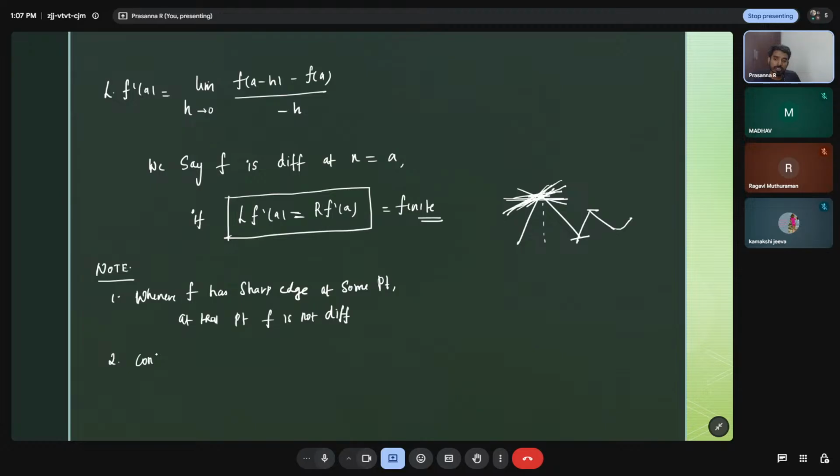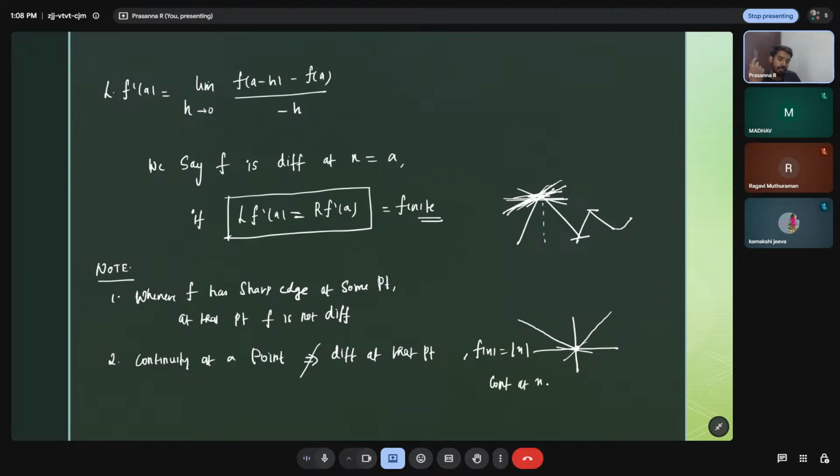Continuity at a point does not imply differentiability at a point. If a function is continuous at some point, it may or may not be differentiable at that point. For example, consider mod x. Mod x is continuous everywhere, right? But mod x is not differentiable at 0 because at 0 it has a sharp edge. Yes or no? So it is continuous at 0, but it is not differentiable at 0, right?